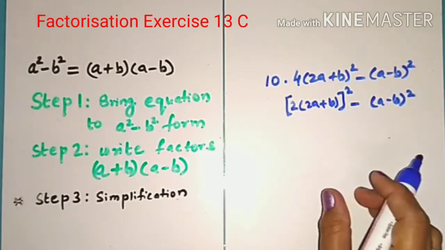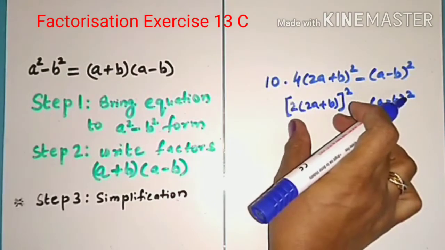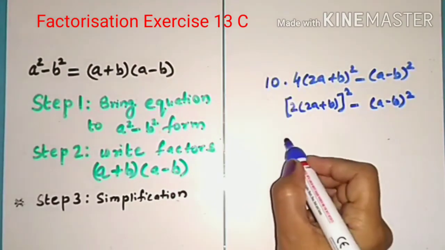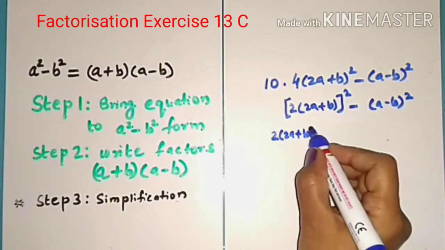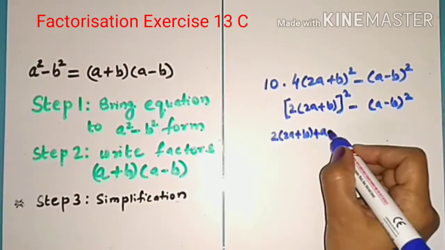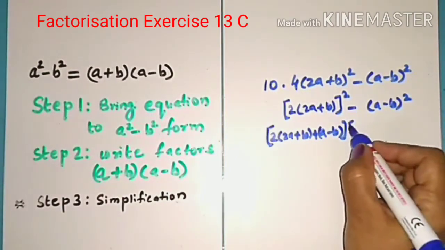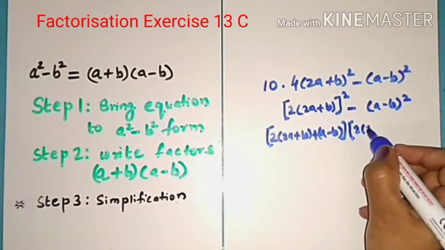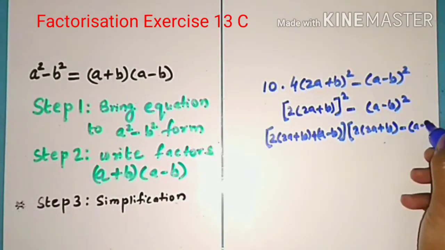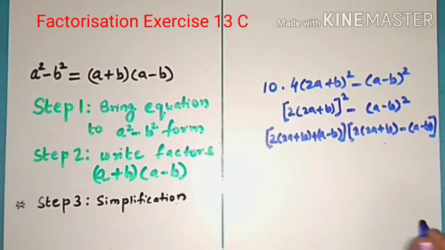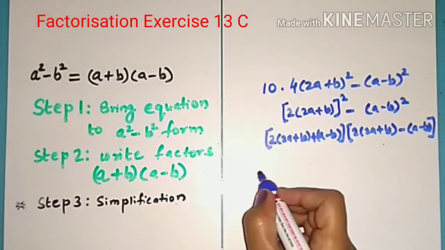That means a plus b and a minus b. This whole part plus this part, minus this part. So we have 2a plus b plus a minus b. So this is our first bracket. In second bracket we will have 2a plus b minus a minus b. So this is our a plus b, this is a minus b. Now we will simplify it further.